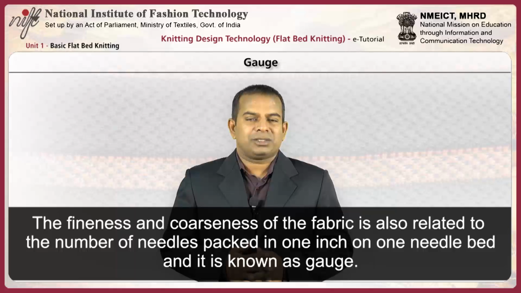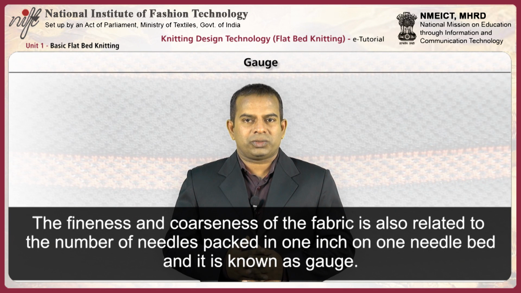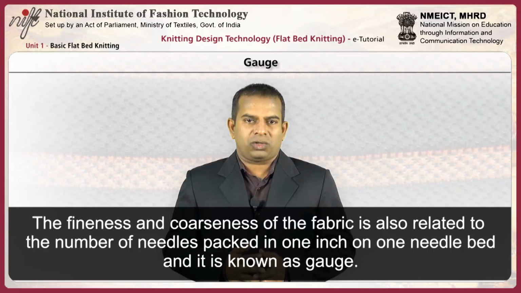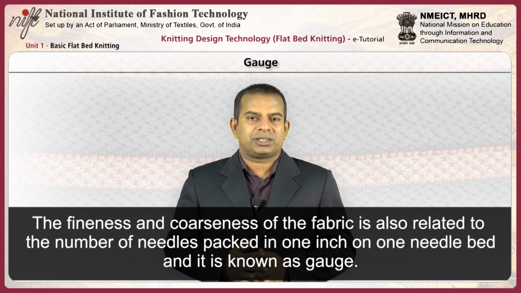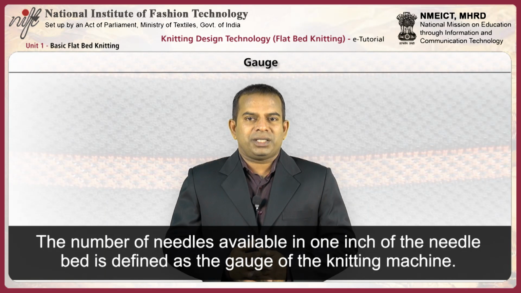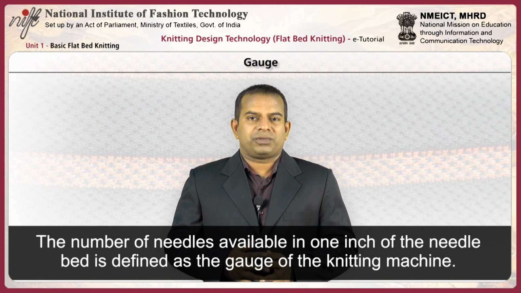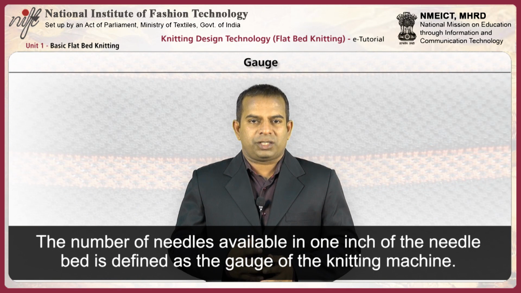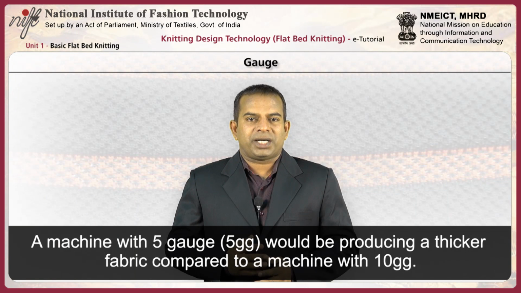The fineness and coarseness of the fabrics is also related to the number of needles packed in 1 inch on one needle bed, and it is known as the gauge of the machine. The number of needles available in 1 inch of the needle bed is defined as the gauge. A machine with 5 gauge would be producing a thicker fabric compared to a machine with 10 gauge.